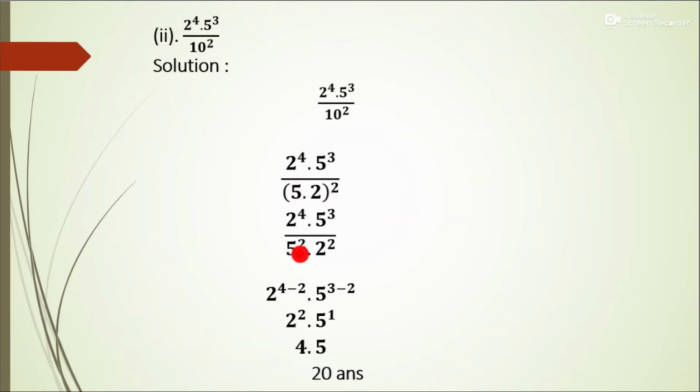2 multiplied by 5 power, again 2 power with 2. Now the bases of 2 and 2 are the same, so we can change it in this form. 4 minus 2 and 5 have the same base, so 3 as it is, and the minus 2 is the base of 5. So we change to exponential form, so the bases are the same, so we write the power in this form. 4 minus 2 is 2, and 3 minus 2 is 1. So 2 squared is 4, 5 to the 1 is 5, so 4 multiplied by 5 is 20.